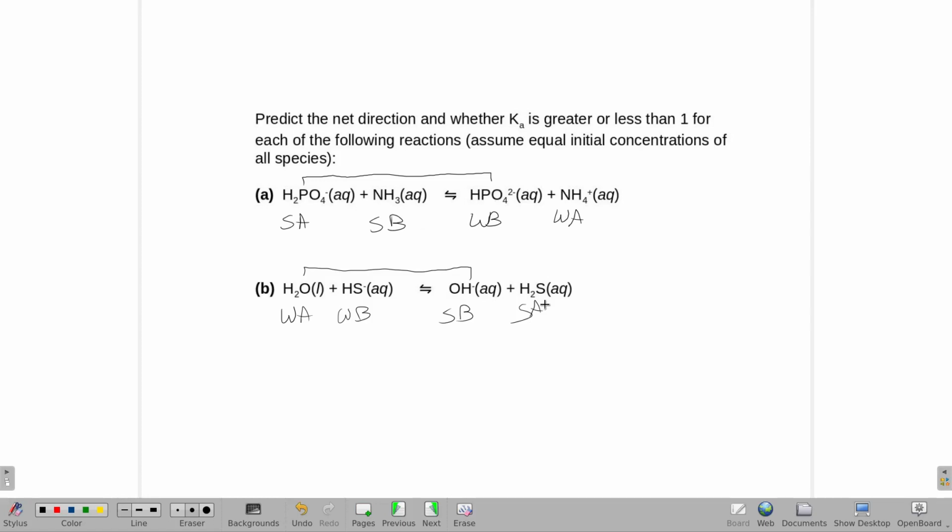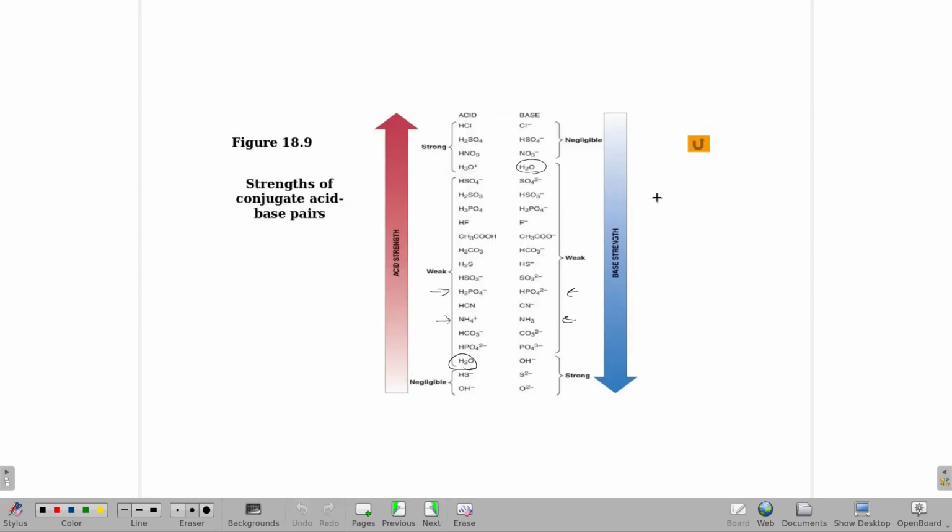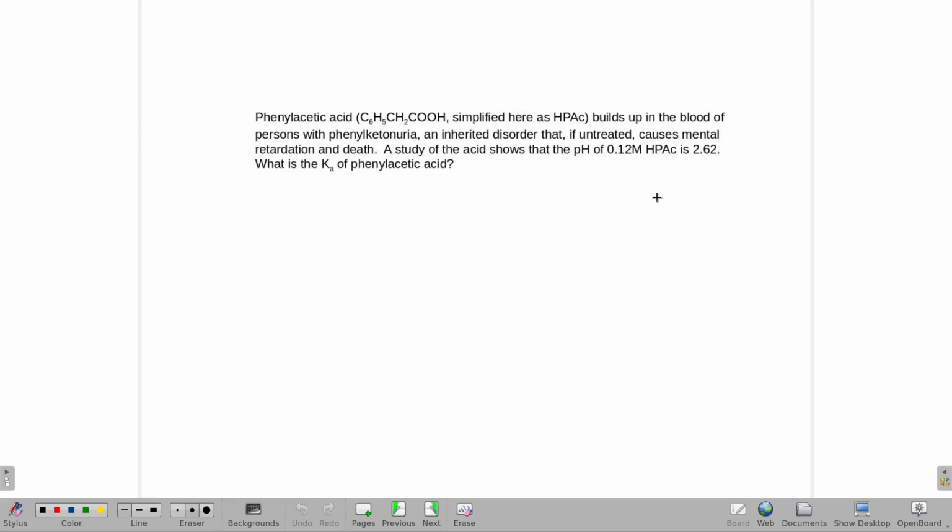Once we have that, we can tell this one is going to go forward, this is a large K, and this one is going to go backwards, it's a small K. But the only way we can do this is if I use water or a strong acid, or if I give you a chart like this. Okay, let's do a little bit more with this.